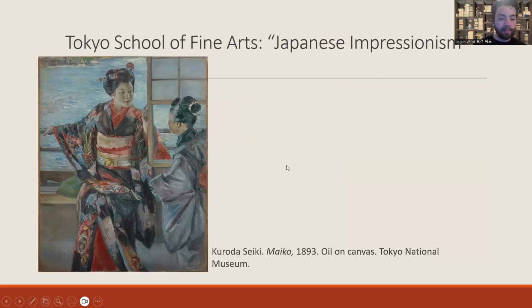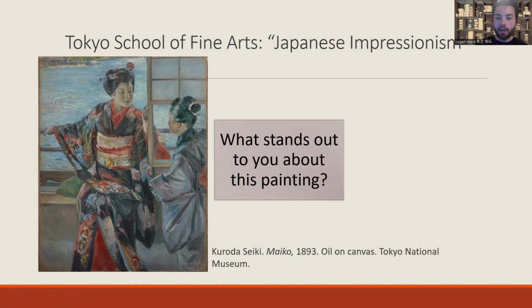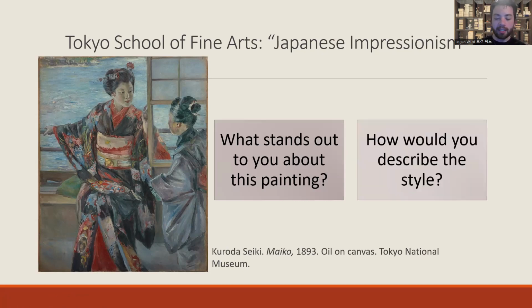So this is a painting by one of the main teachers at the Tokyo School of Fine Arts, and his name is Kuroda Seiki, which you can see here. And this is what people often call Japanese Impressionism. So what stands out to you about this painting, and how would you describe its style here? And if you're someone who has studied French Impressionism, I would love your input on what's going on here, since I know some of us are Europeanists in here.